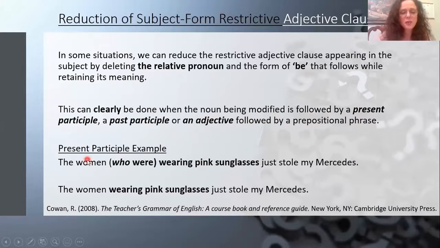Let's look at the present participle example. The women who were wearing pink sunglasses just stole my Mercedes. You might run across a sentence like this that is reduced. If you notice, wearing is a present participle. Those are the ing verbs.